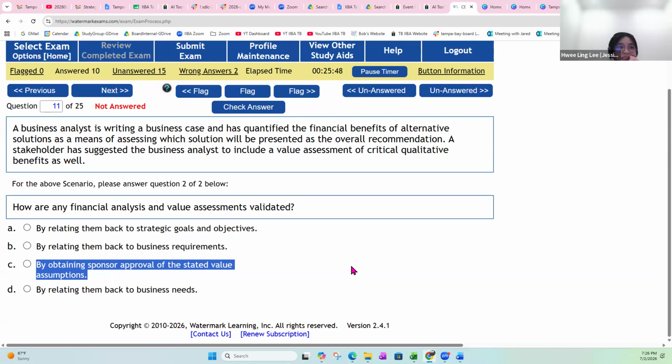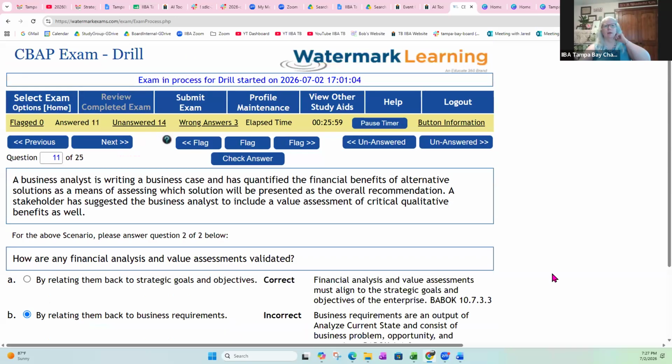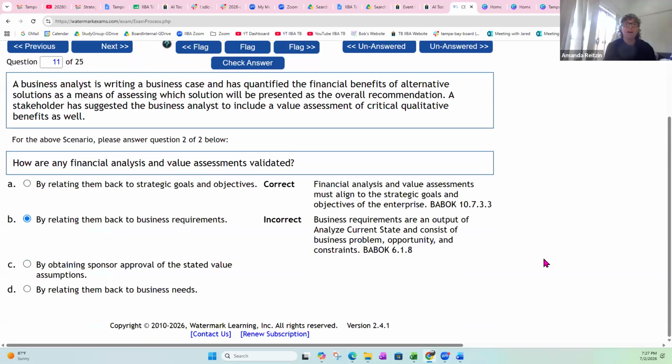I think B. No, maybe it's B or D. B for Bob. Let's go for B. No, it's D. No, oh, actually A. Oh, okay, amazing. So by relating them back to the strategic goals and objectives, financial analysis and value assessments must align to the strategic goals and objectives of the enterprise.